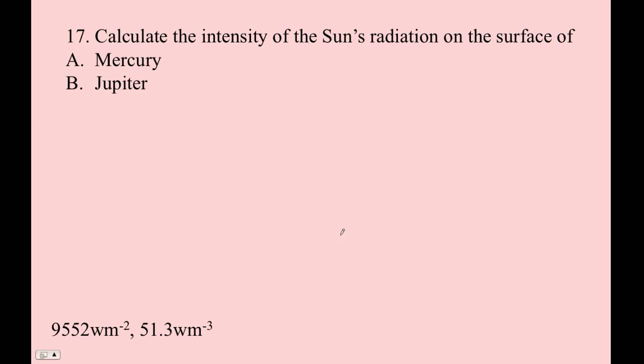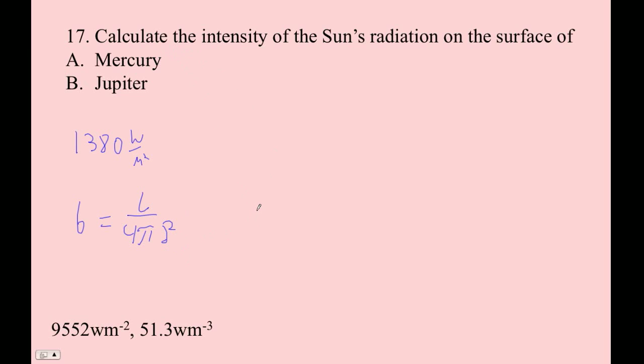Okay, calculate the intensity of the sun's radiation on the surface of Mercury and Jupiter. For Earth, it's 1380 watts per square meter. And the brightness is the luminosity divided by 4 pi d squared. So we can use the ratio of d squared to get the intensity at Mercury.